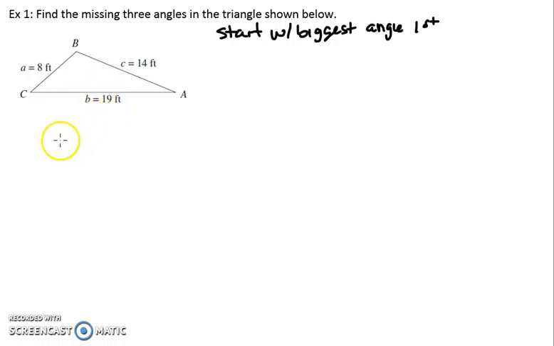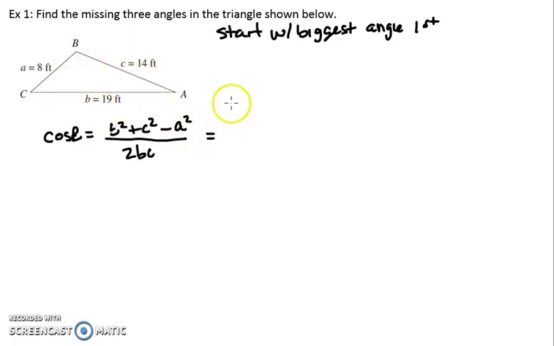Using the alternative form, we know that cosine of B is equal to B squared plus C squared minus A squared over 2BC. Plugging in everything that we know from up here, cosine of B is going to be approximately negative 0.45089.